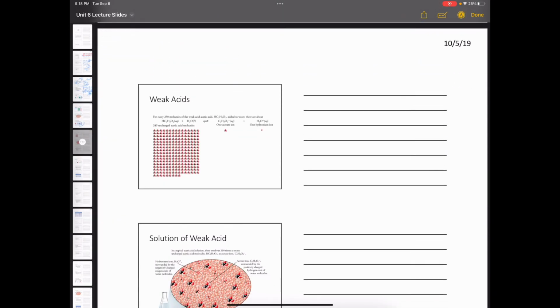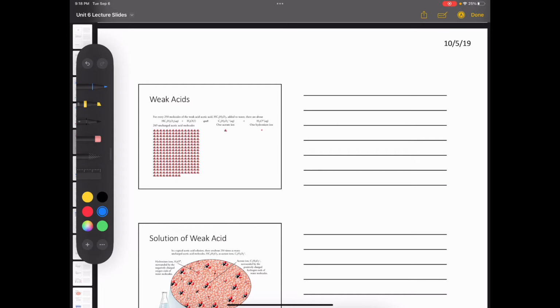If you do that in numbers, you have 250 molecules of acetic acid, and due to the reversible reaction, you'll have only one hydronium ion and only one acetate ion, because it's not stable. The acetic acid remains the predominant content of the solution with a very low concentration of the hydronium ion. Okay, which means it's a weak acid.